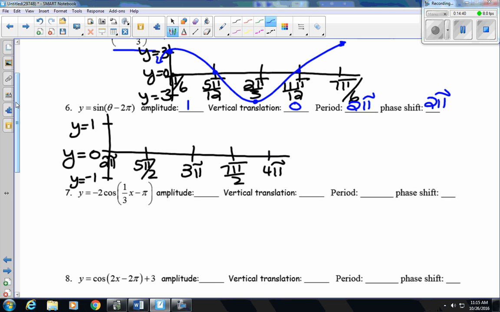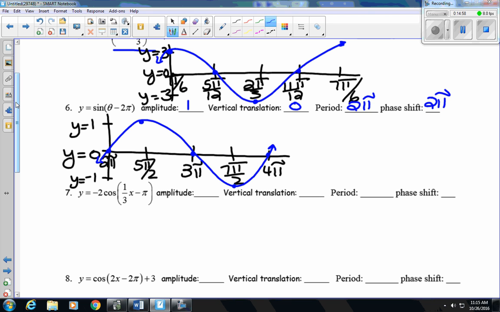All right, it's the sine graph. Where does the sine graph always start? At the midline. Then what? Max, mid, min, mid. Then sketch a curve.